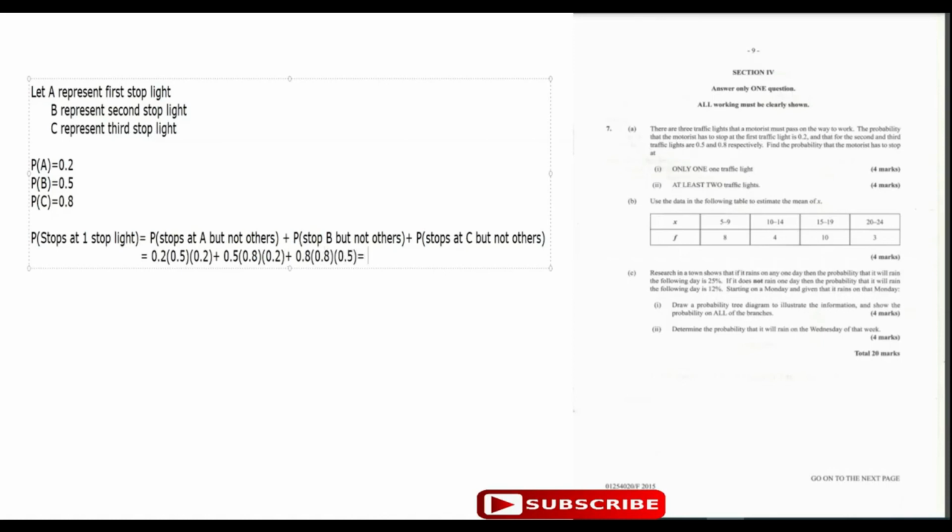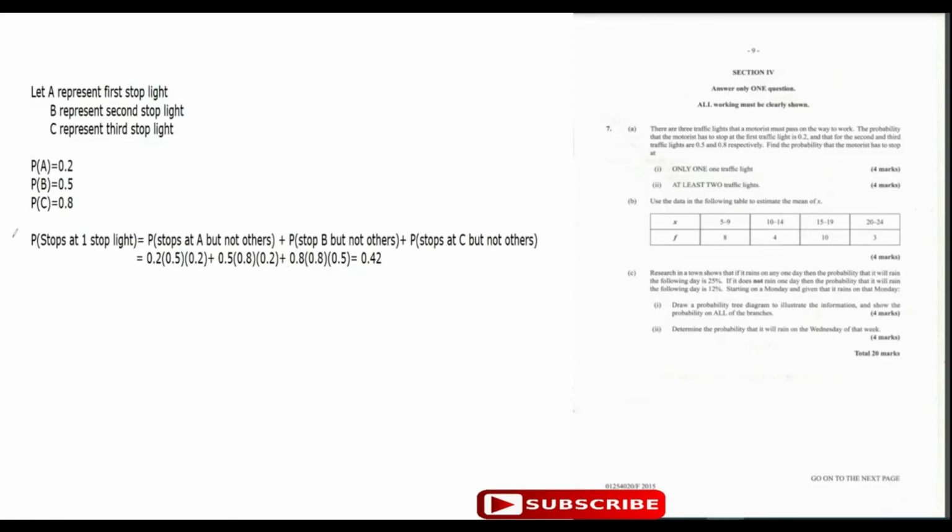And so the probability he stops at one stoplight is 0.2 times 0.5 times 0.2 plus 0.5 times 0.8 times 0.2 plus 0.8 times 0.8 times 0.5, which is 0.42. So there's a 42% chance he stops at only one stoplight. So that's part one.